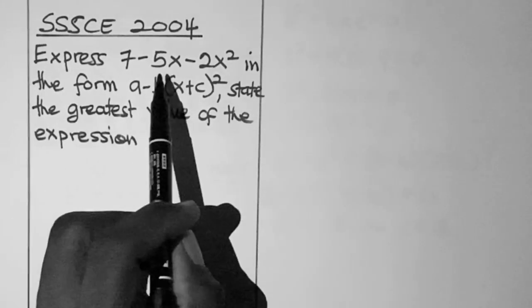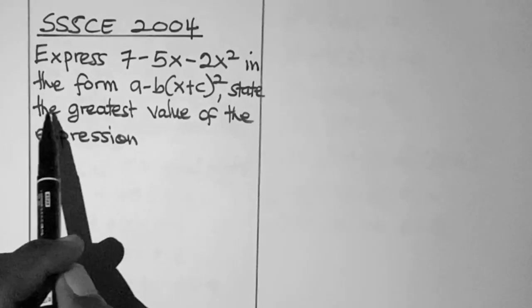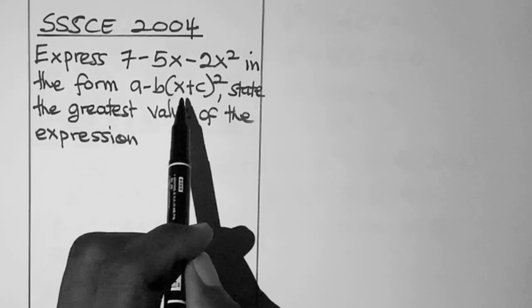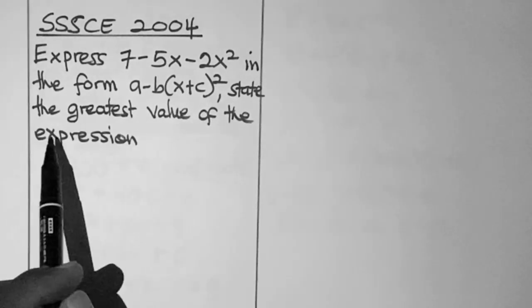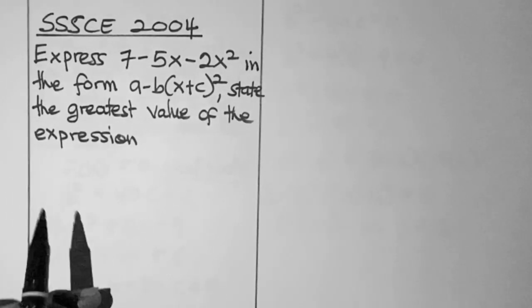Express 7 minus 5x minus 2x squared in the form a minus b times x plus c all squared. State the greatest value of the expression.